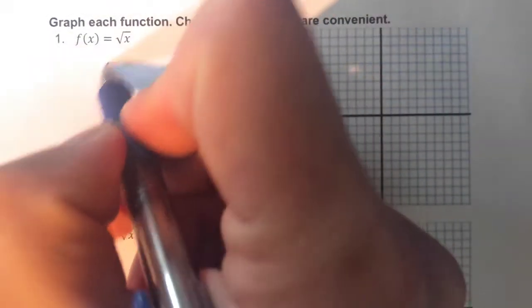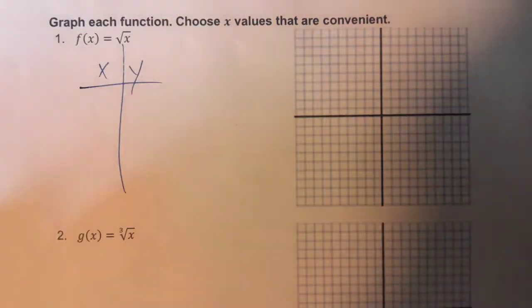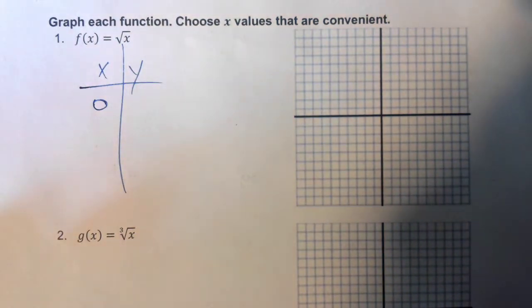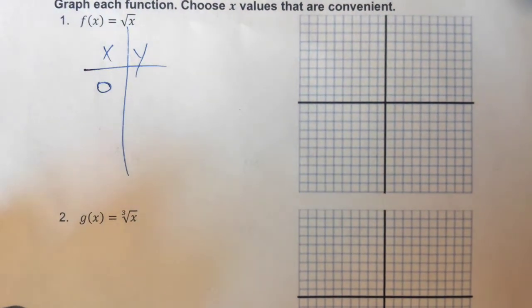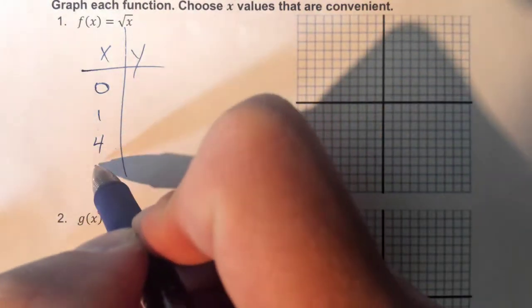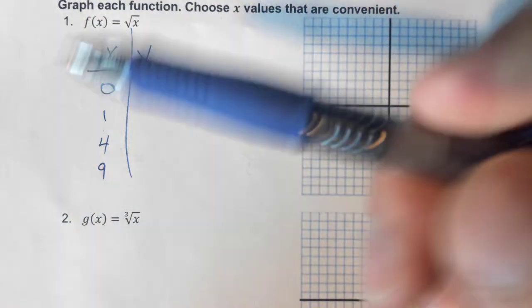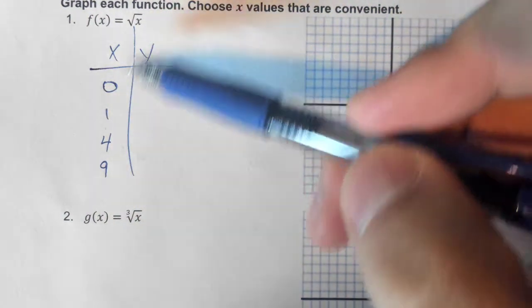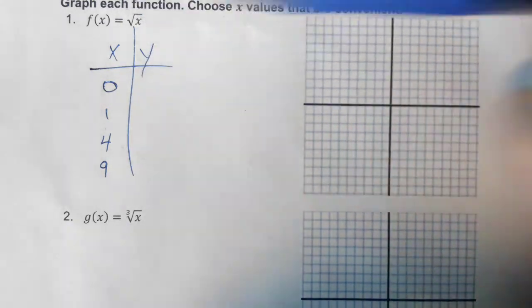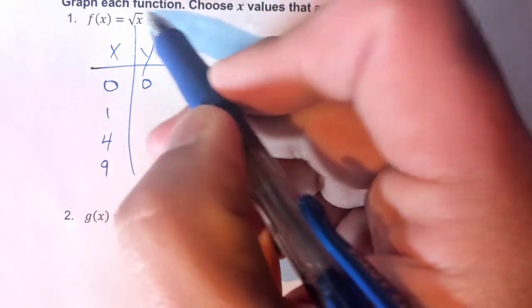So on the f function, I make an xy table. We're going to pick a few values that are convenient for us. We're going to pick 0 always. And then what are some perfect squares? 1, 4, and 9. And that's going to be as many as we can graph. Okay, so we're just going to take these 4 values and plug them in. If we plug in 0, what's the square root of 0? Still 0. What's the square root of 1? Still 1. What's the square root of 4? 2. What's the square root of 9? 3.